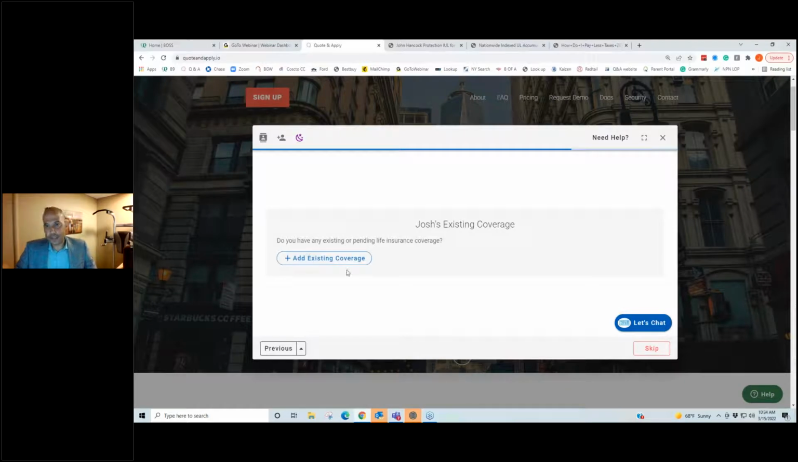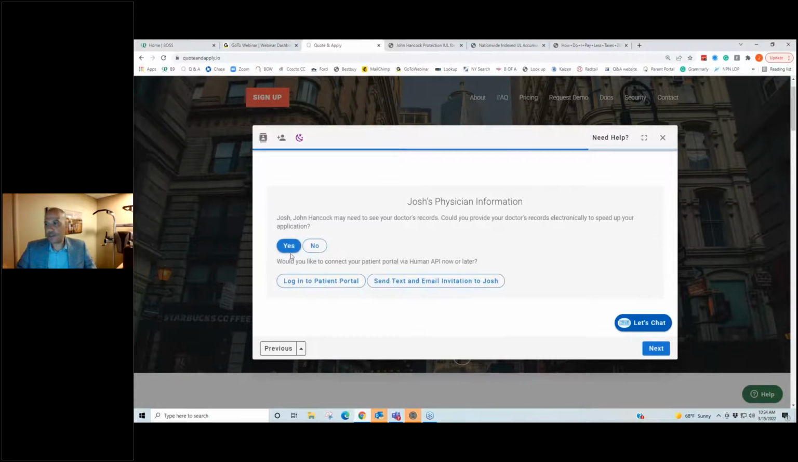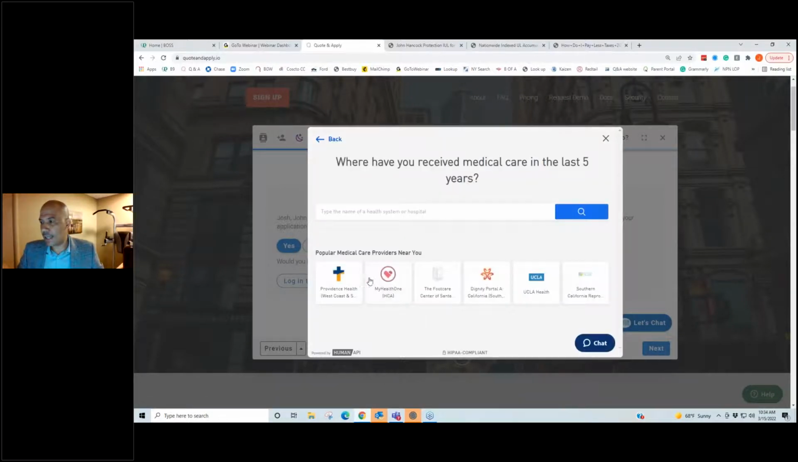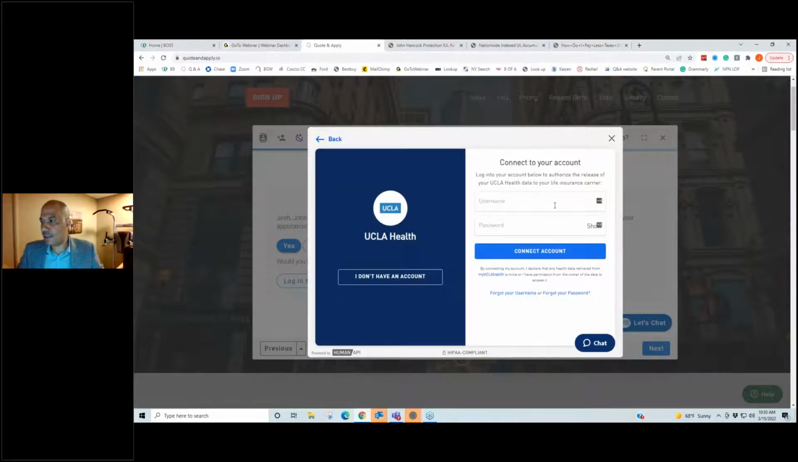If the person has existing life insurance, you would add the policy right here. Let's just say no and keep things going. We have our built-in portal. If you want to grab some medical records, this is a game changer for our business. I can pick my facility or type it in up here. Let's say it was UCLA. Username, password, connect. We pull those records instantaneously, right on the spot.